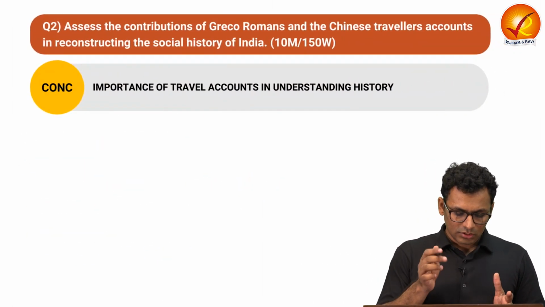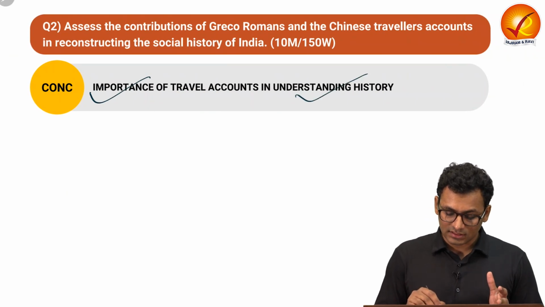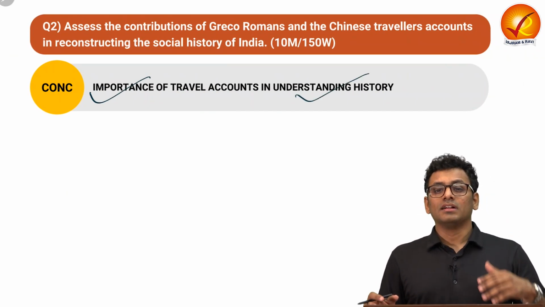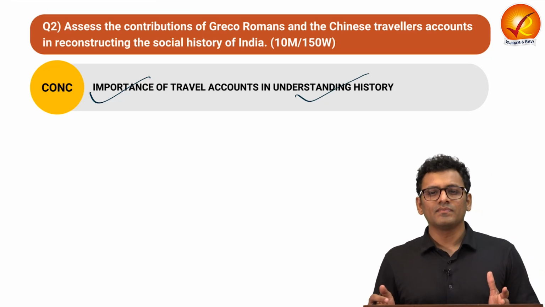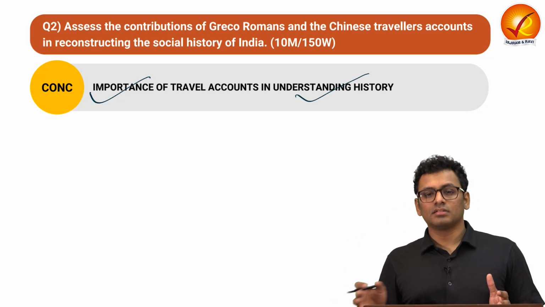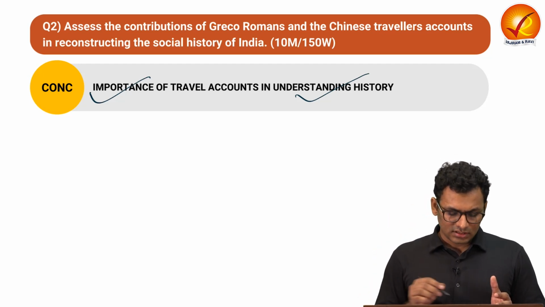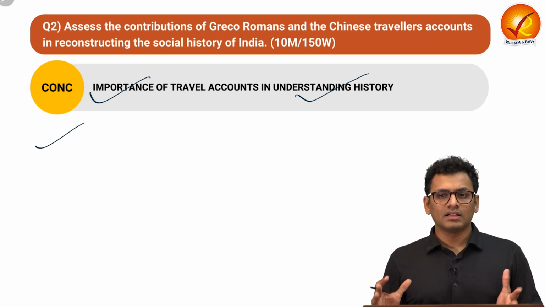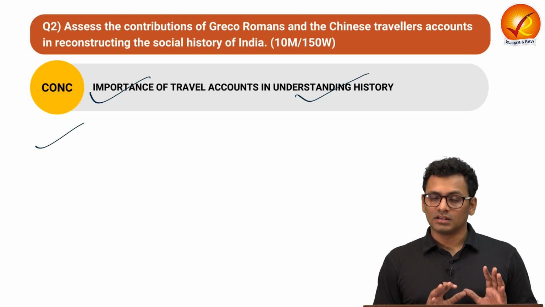Now in the conclusion, we can talk about the importance of travel accounts in understanding history. You can conclude the answer by saying how travelers provide a unique perspective to study Indian society, where their view is not adulterated with the contemporary times of that period. Thus, travel accounts of travelers give us a very unique idea about the social history of India. So that is something you can write in the conclusion.